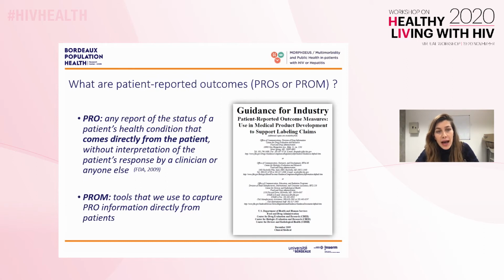So patient-reported outcomes, or PROs, are defined as any report of the status of a patient's health condition that comes directly from the patient, without interpretation of the patient's response by the clinician or anyone else. A PROM, or a patient-reported outcome measure, simply refers to the tools that we use to capture the PRO's information directly from patients. PROMs can either be generic or disease-specific. Generic instruments enable us to compare across patient populations. However, some of these are not sensitive to specific domains that might be especially important to a given patient population.